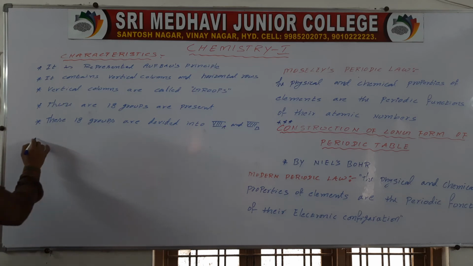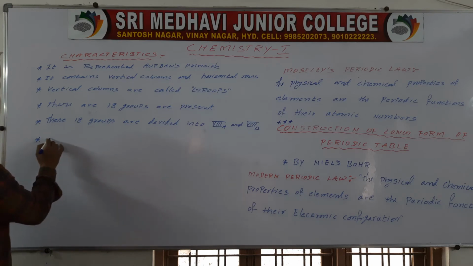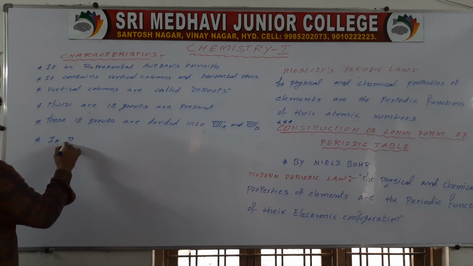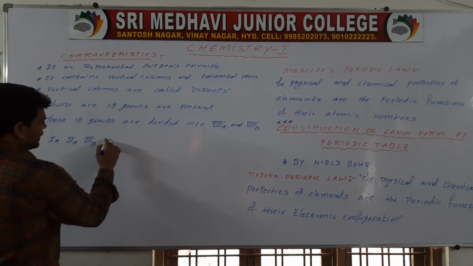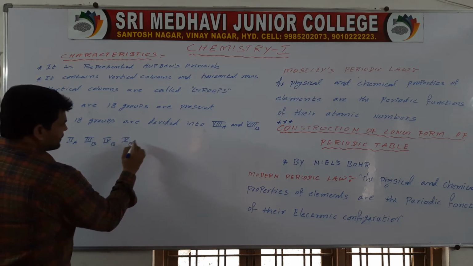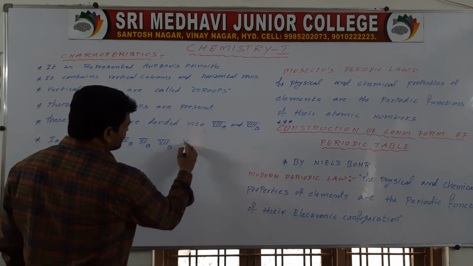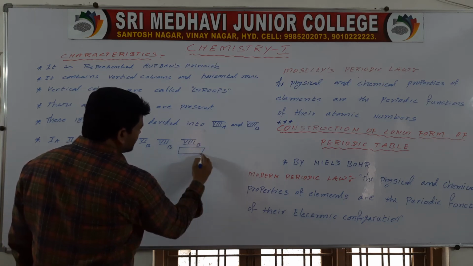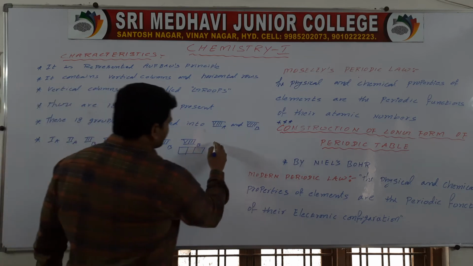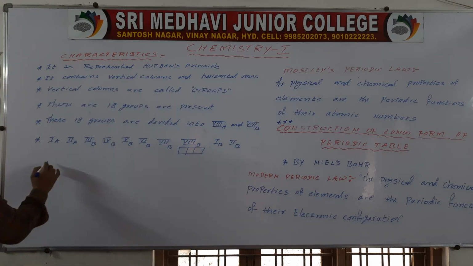Every periodic table starts with first A. They are first A, second A, next third B, next fourth B, fifth B, sixth B, seventh B, and eighth B, which can be divided into 3 subgroups. Eighth B, next first B, second B.